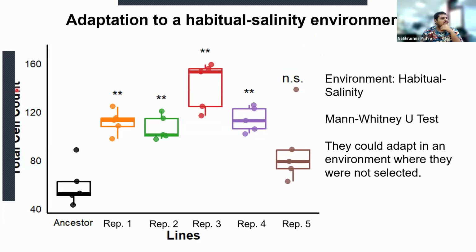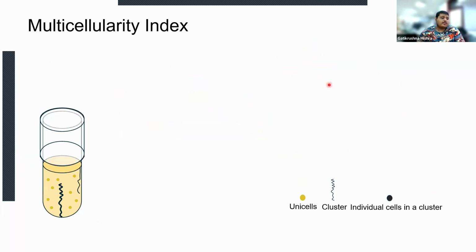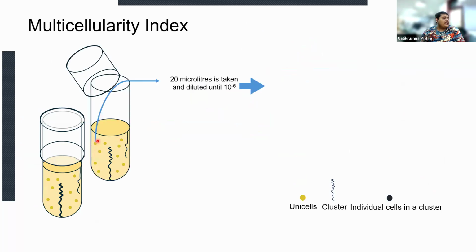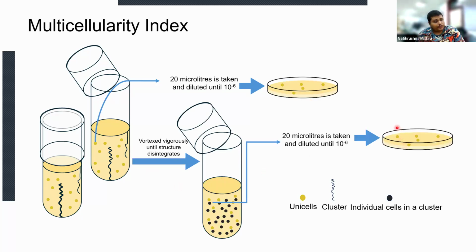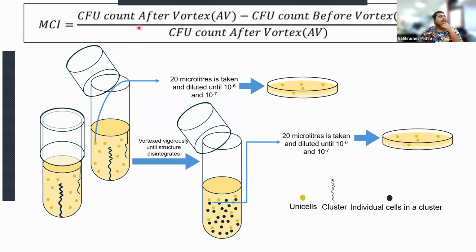So we tried to plot these reaction norms using this assay called the multicellularity index assay using colony counts. So what we would do is allow them to grow for 24 hours, then only salvage the unicellular liquid medium and plate it, which would give us the count of unicellular cells, then vortex the tube and plate again, which would give us the count of the total number of cells. And the multicellularity index would be the total cells minus unicells by total cells. So we normalize it by the total cells as well.